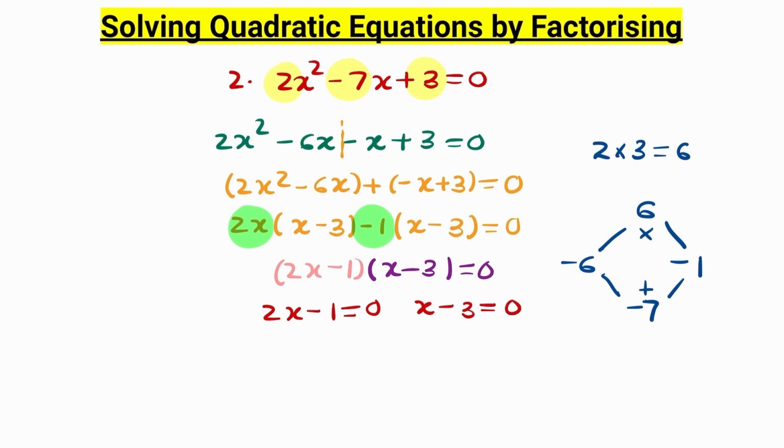Let's solve the first equation. We can take minus 1 to the other side as plus 1. It becomes 2x equal to 1. And then we can divide both sides by 2. x is equal to 1/2. That is one solution. And then the other solution, we can take minus 3 here to the other side as plus 3 to give us x equal to 3. That is the other solution.